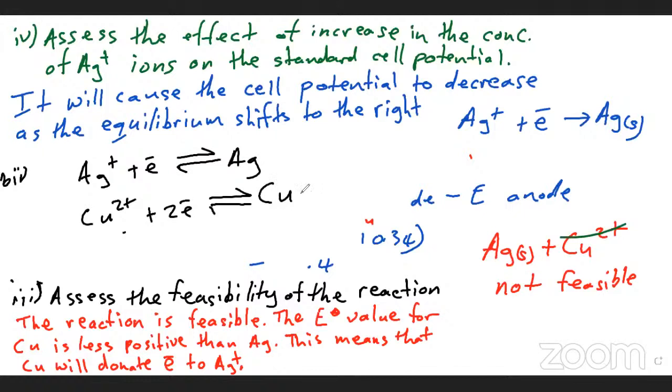Right, if you increase the concentration of the silver ions, it would be taking up more of the electrons, right? And shift the equilibrium to the right. So the cell potential would decrease, right? Because I'm moving a bit faster, I won't be able to go into any further details, all right?